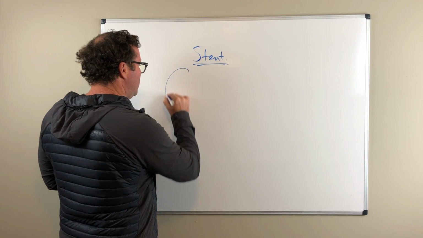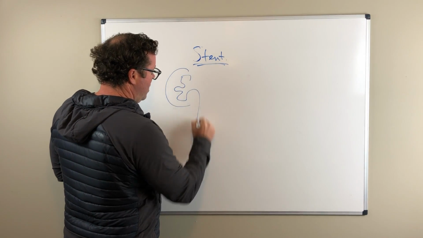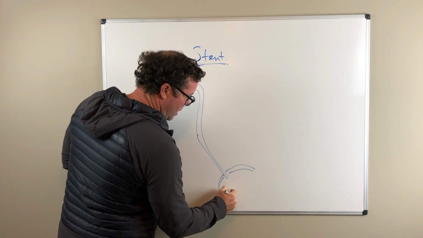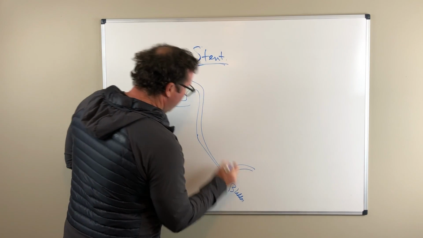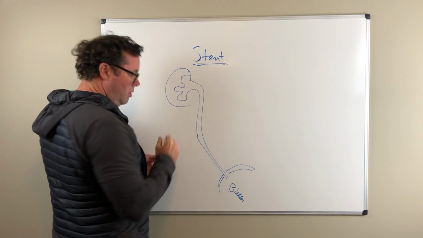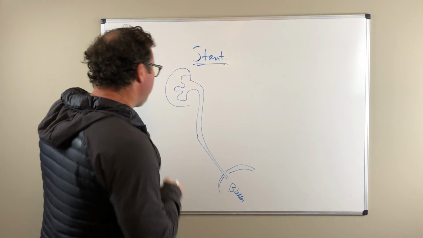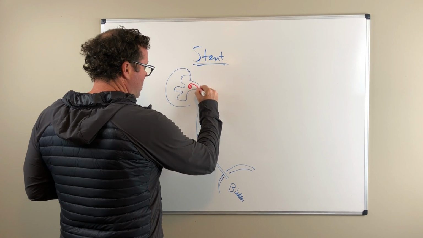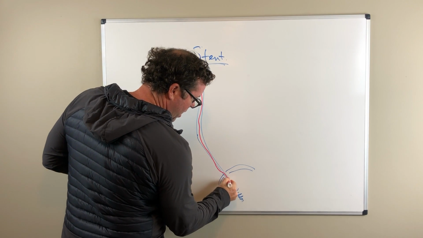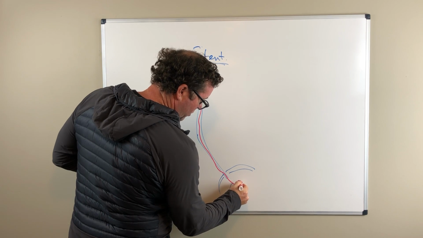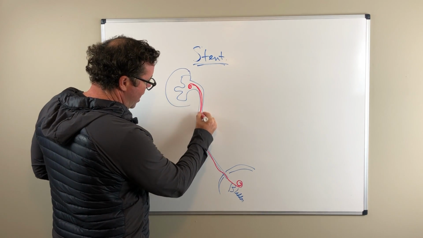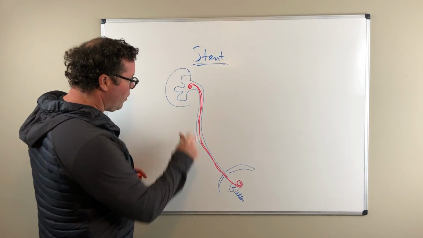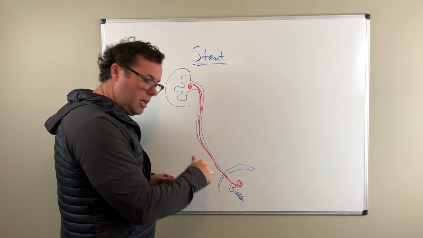And what a stent does, here's the kidney. It drains down into the bladder. This would be the bladder down here. And a stent is a plastic tube. It's a plastic tube that is in the kidney. It drains down this tube and into the bladder. And what it's used for is to allow the kidney to drain.